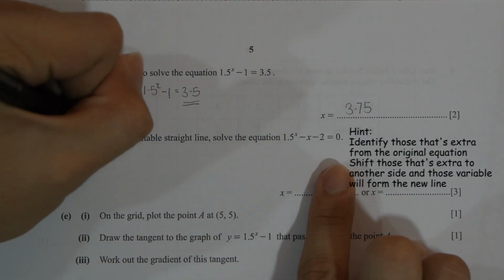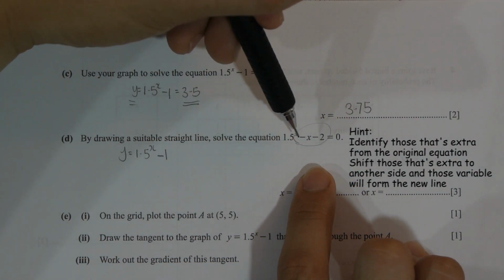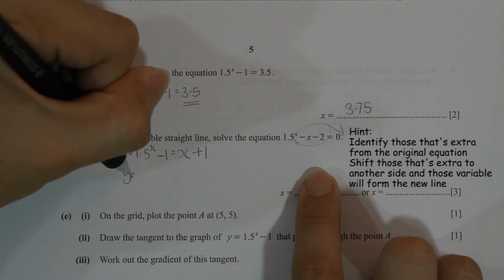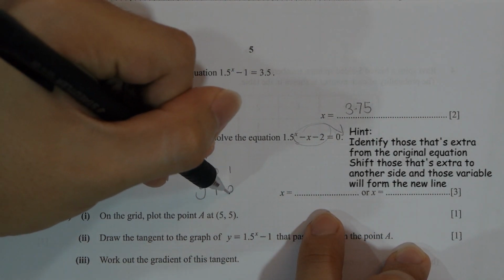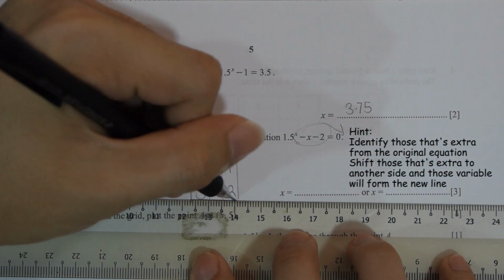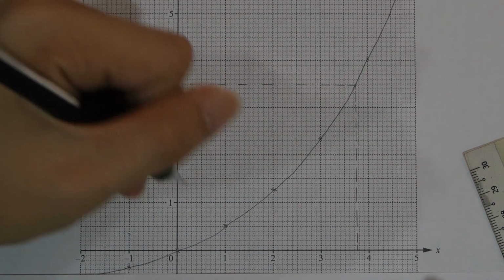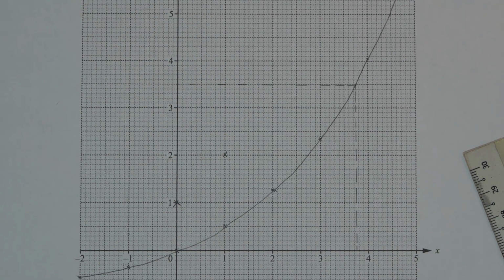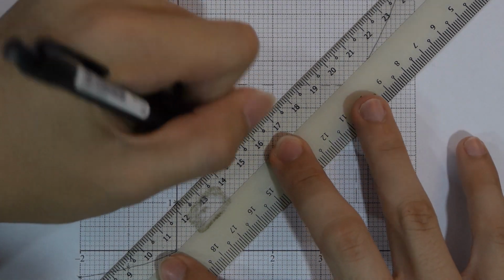The harder part of this question is question D. You're required to shift those that are excess or those that's not relevant to the original line to the other side. Then you'll be able to identify that y equals to 1.5 to the power of x minus 1 also equals to x plus 1. So you set 2 points and draw out the line. The answer will be the intersection of these two lines that you have drawn.